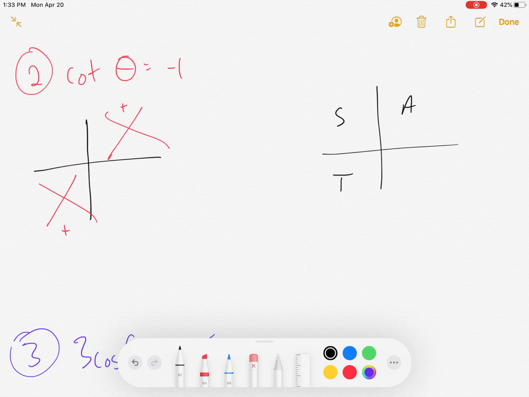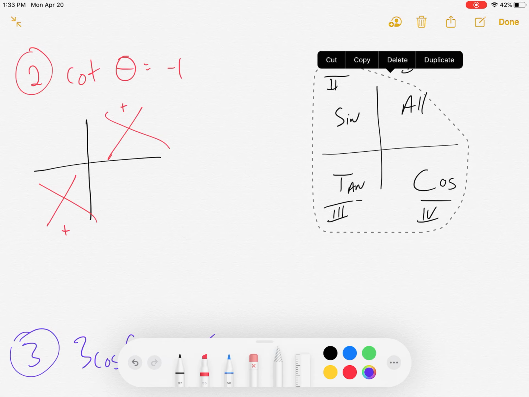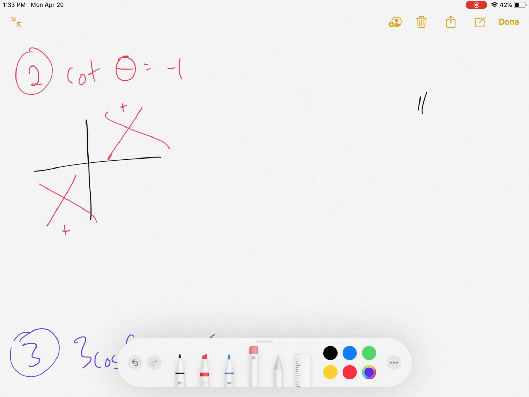Another trick that I taught you guys, that you may or may not remember, is "All Students Take Calculus." In quadrant 1, everything's positive. All the trig functions are positive. In quadrant 2, sine is positive. In quadrant 3, tangent is positive. In quadrant 4, cosine is positive. That's just a little, I think they're called mnemonic devices, to remember what quadrant each trig function is positive in.